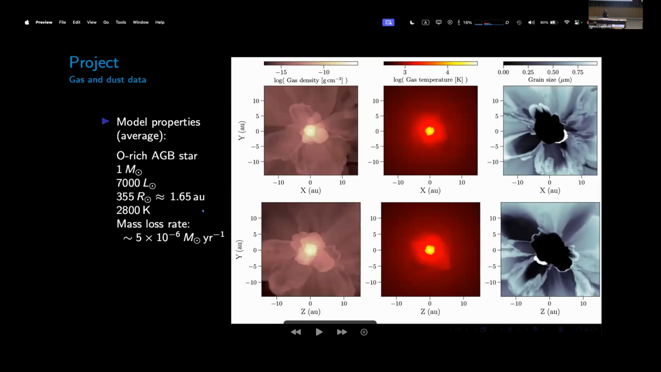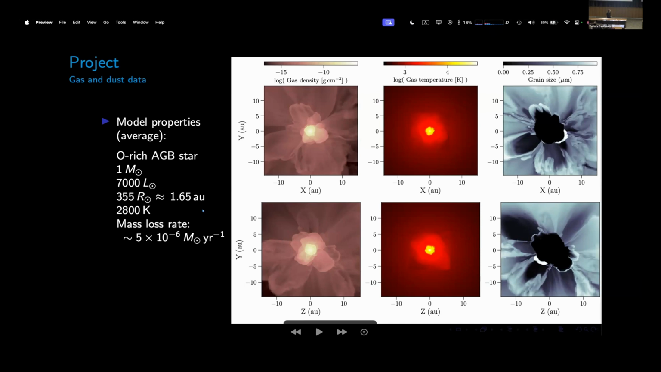The model I've been looking at looks something like this. It's an oxygen-rich AGB star, 1 solar mass, 2,800 Kelvin average surface temperature, and the pictures are slices through the middle of the grid in different directions. Here is the gas density, and the star is somewhere here in the middle. And the temperature, you can see the star here again, and the grain size of the dust. The black here is where it's too hot for the dust to exist.